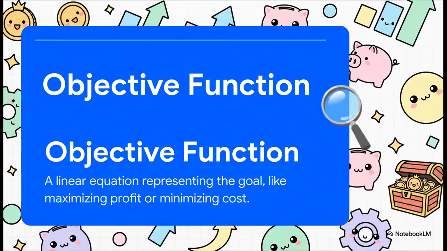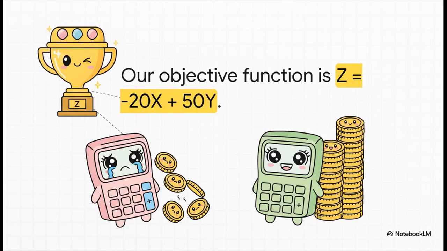Next is the objective function. Sounds fancy, but it's just our main goal written out as an equation. Right, so we want to maximize profit. This equation weighs the loss from X against the profit from Y.